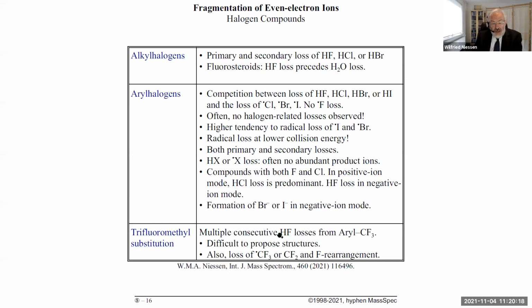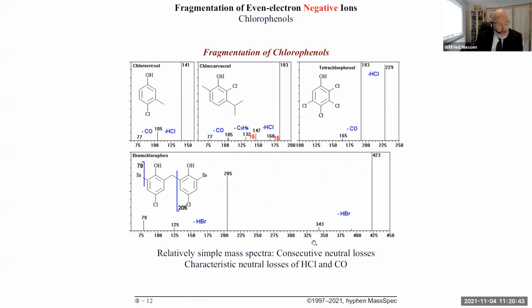In addition to HF losses, in some cases you see losses of CF3 radicals, or you see losses of CF2 involving a fluorine rearrangement to the ring. So you go from a difluoromethyl aromatic to a fluoroaromatic structure. So let's go into some examples.